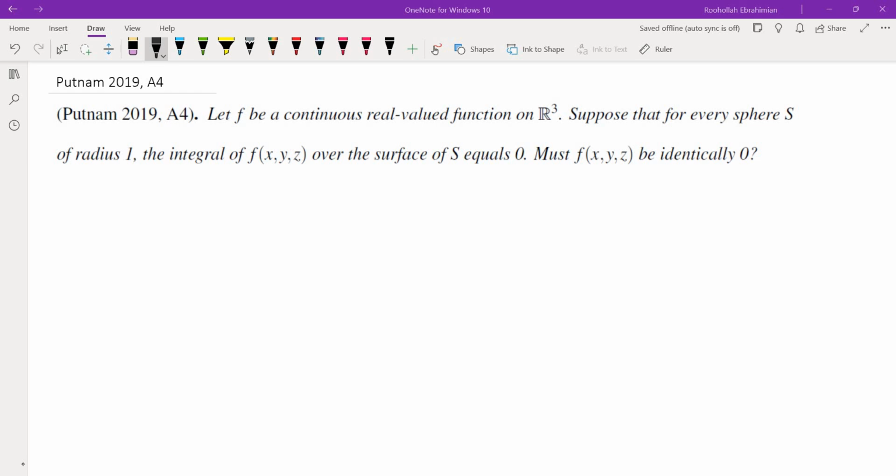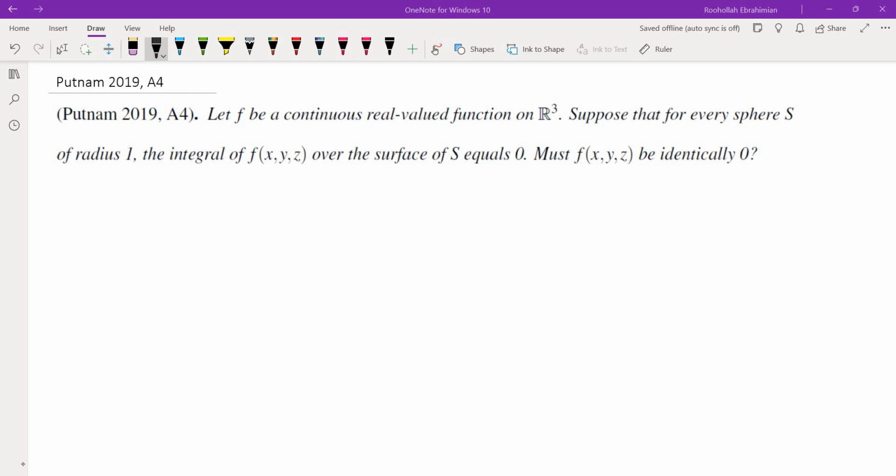Hello, in this video we're going to go over problem A4 from Putnam 2019. The problem is asking us if there is a continuous real valued function on R3 such that the surface integral of f over every unit sphere is 0, but the function is not identically 0.